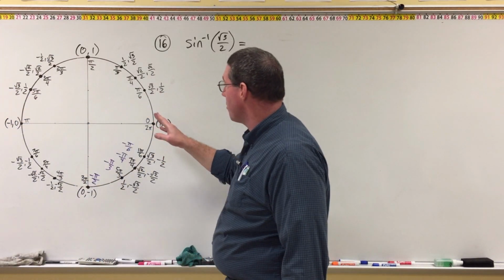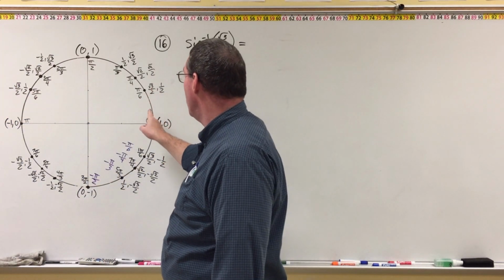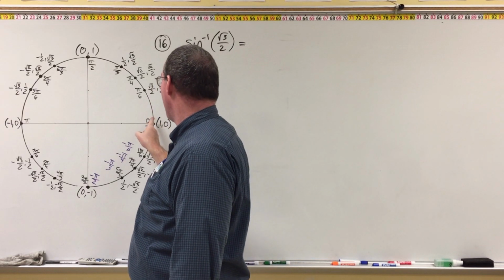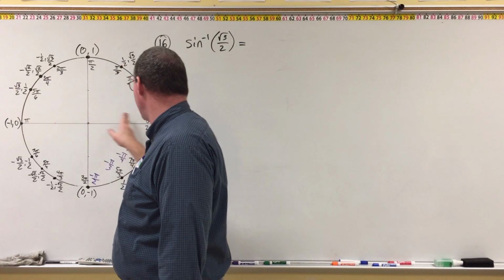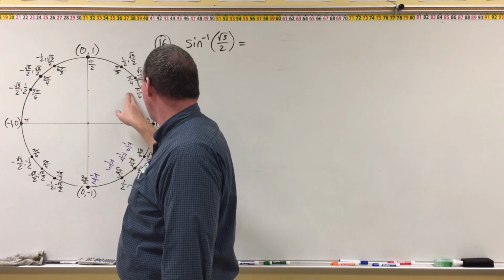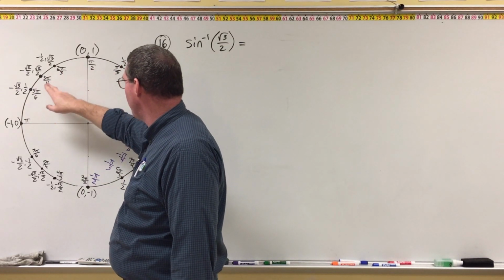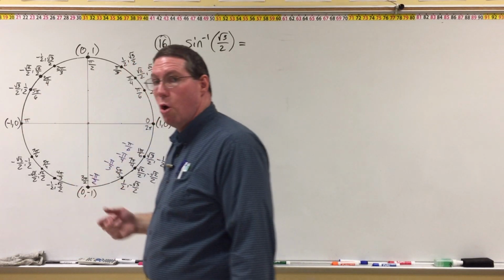On the other hand, if we're being asked about cosine, cosine is going to run from 0 up to pi, and so our answers can be anywhere from 0, pi over 6, pi over 4, pi over 3, pi over 2, 2 pi over 3, 3 pi over 4, 5 pi over 6, or pi.